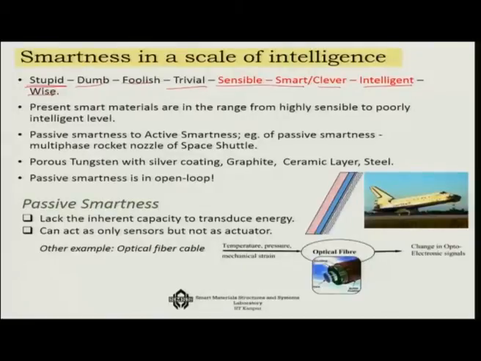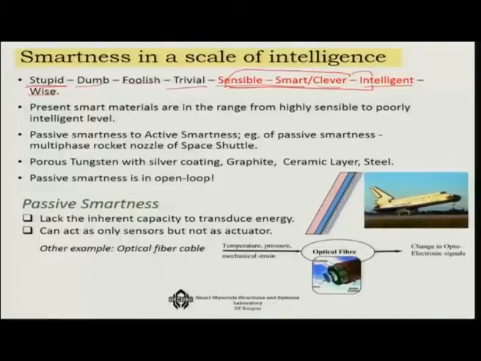Now, currently we are somewhere in the domain of highly sensible. So, here till smart, clever, or maybe just reaching the poorly intelligent level. That means still we are not able to replace a living system completely by an artificial system. That is something still like a science fiction for us, but we can go very close to that with today's advanced materials. Now, there are actually two types of smartness. One is passive smartness and another is active smartness.